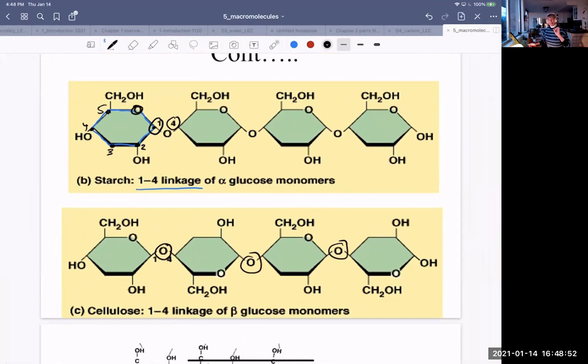It has two slightly different placements, so that causes it to form a different kind of bond. Indeed, it's a very strong bond, and its function is not that of energy, but rather that of structure because of its strength. So starch is all glucose monomers, and as is cellulose.